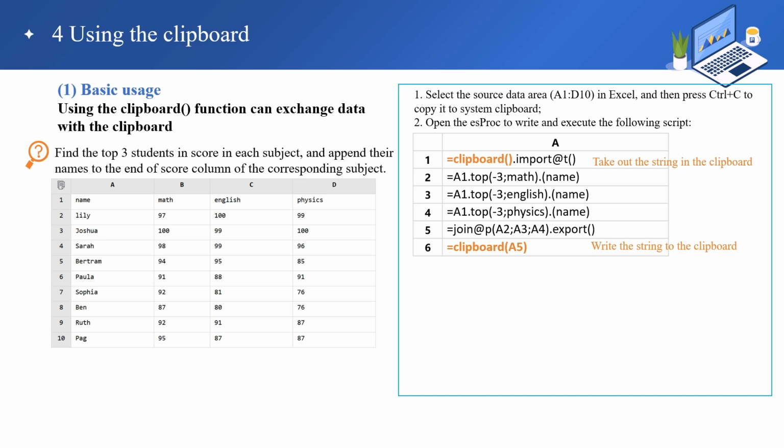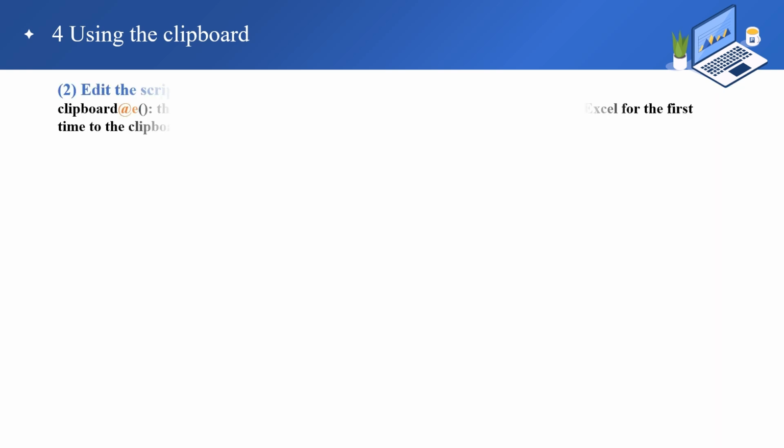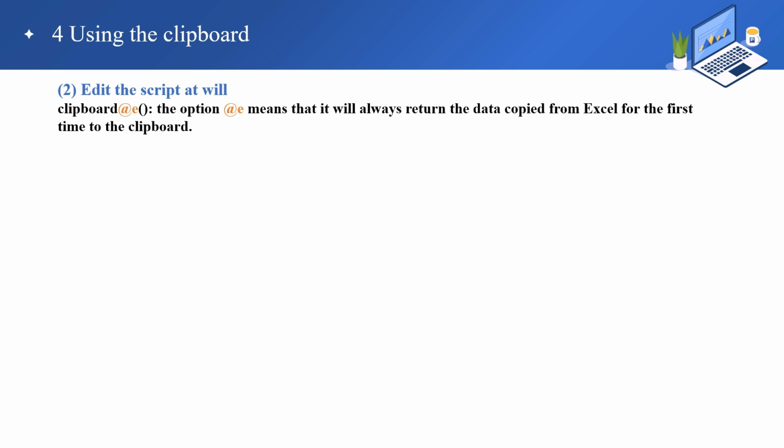3. After executing the above script, select the cell B11 in Excel, and press Ctrl-V to copy the data from clipboard to B11 to D13. When editing and debugging the script, it is very likely to use the copy and paste functions, which will overwrite the content in the clipboard. Consequently, the returned content will be the last copied code rather than the source data in Excel while executing the clipboard function the next time. In this case, the calculation will fail, and you have to go back to Excel to recopy the data, which will give you some trouble.